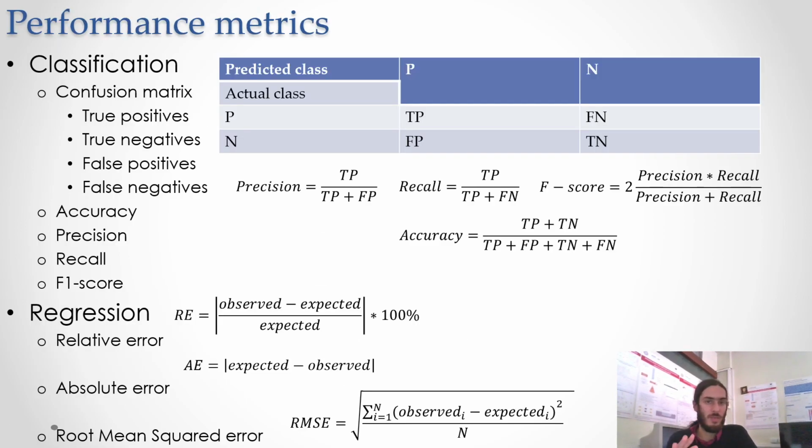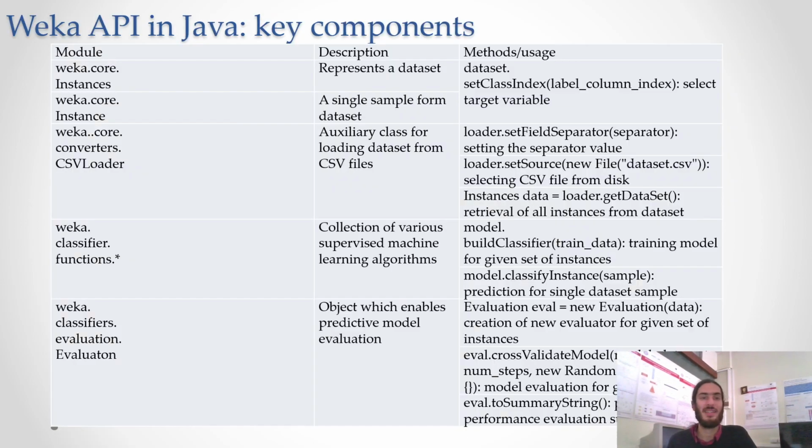Now let's see some performance metrics. On the upper part of the slide we can see classification, aiming performance metrics, which are precision, recall, F-score and accuracy. In this paper we'll use accuracy. We have on the left hand side the abbreviations which are used for the variables within the equations. On the lower part of the slide we have regression related performance metrics like relative error, absolute error and root mean squared error. Now let's see some key concepts of Weka API in Java.